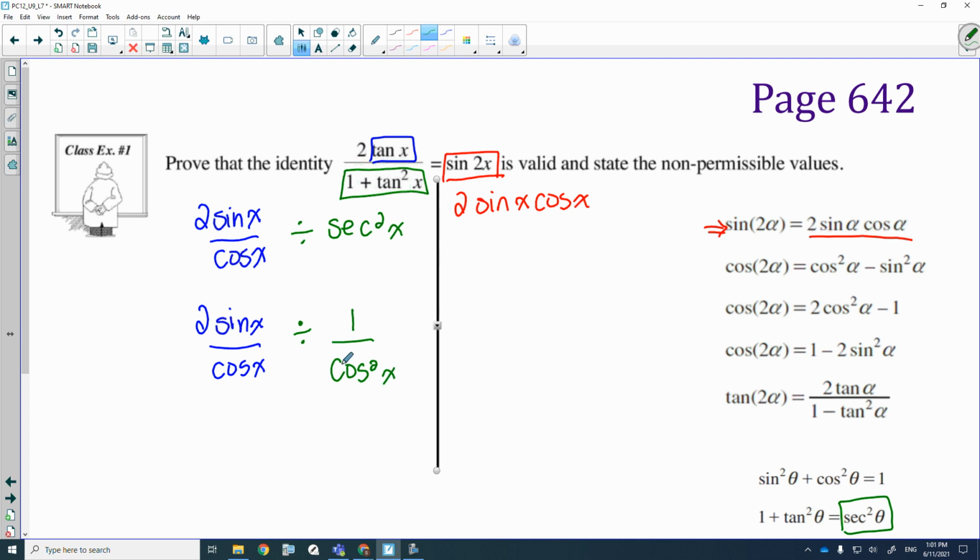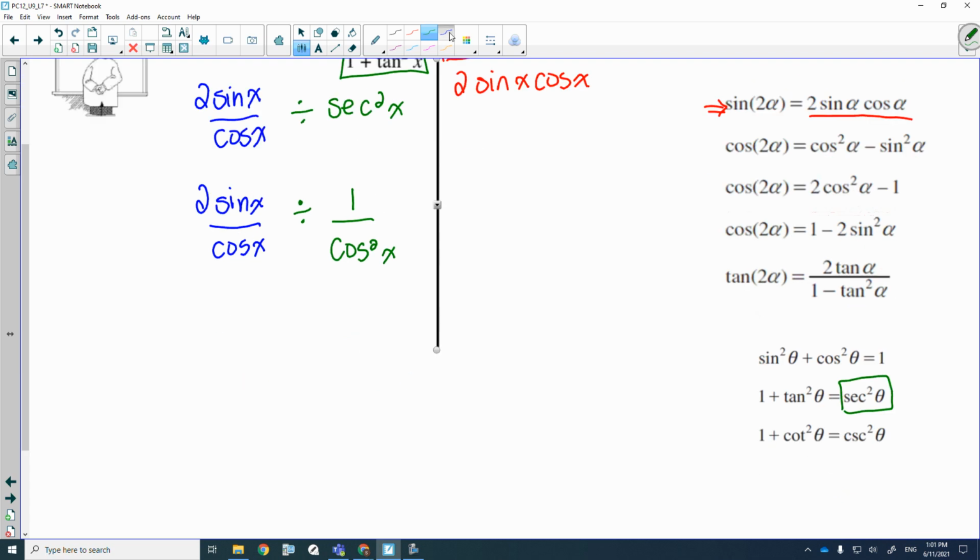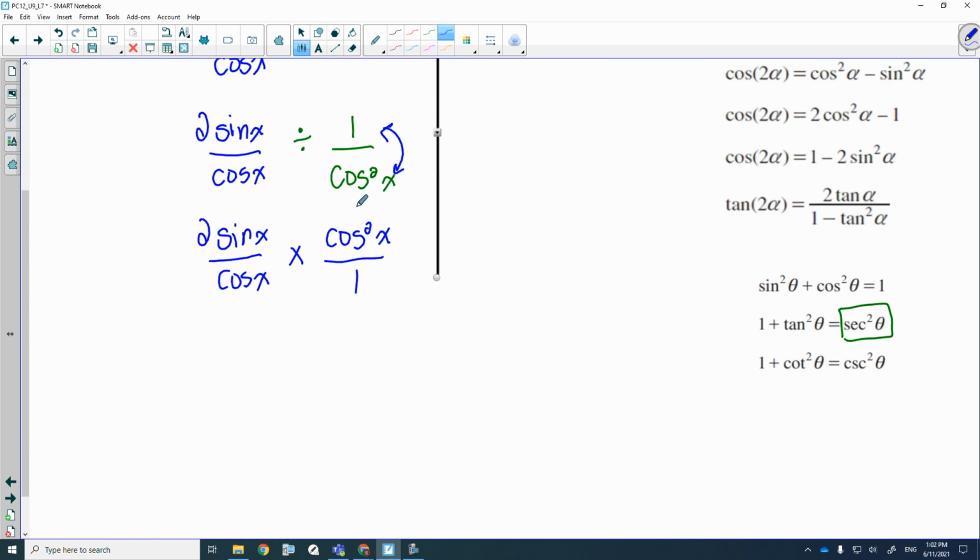Now I'm just going to reciprocate and multiply. So the first fraction is 2 sine of x over cos of x, times the reciprocal of this fraction, which would be cos squared of x over 1. Because we're just multiplying fractions, I could multiply everything in the numerator over everything in the denominator, and what you will have is 2 sine of x cos squared of x all over cos of x.